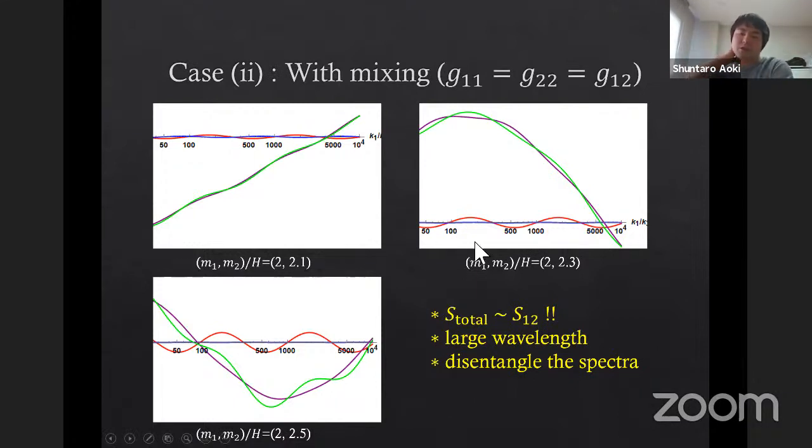And because of this structure, we can use this to disentangle the degenerate spectrum. By the last comment, I mean, if we could detect this kind of behavior, then we could understand there exists a degenerate particle around the Hubble scale.